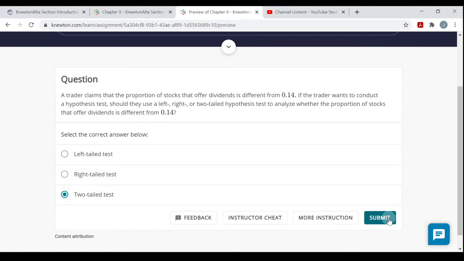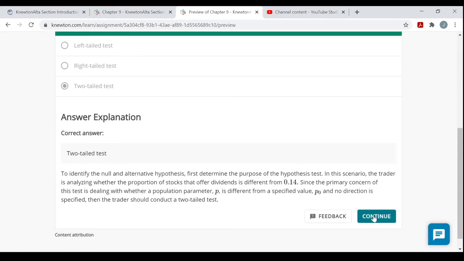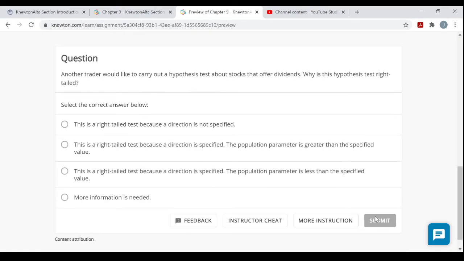Let me see if there's a second part to the question. There is, okay. So here, another trader would like to carry out a hypothesis test about stocks that offer dividends. Why is this hypothesis test right-tailed?